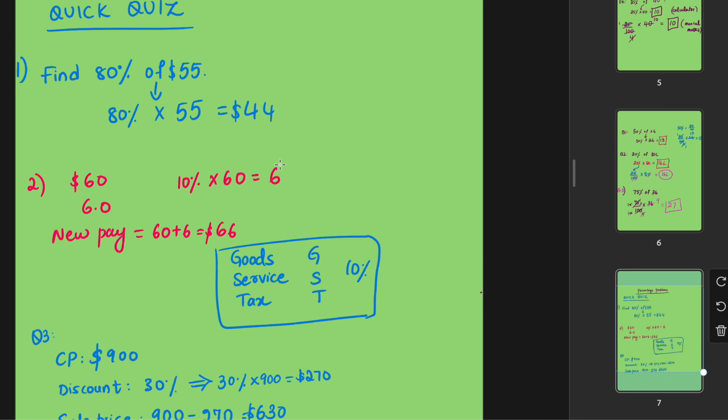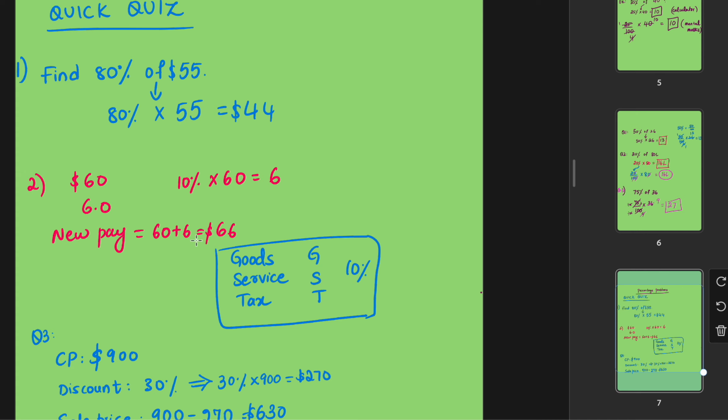Now, one of the biggest applications of understanding percentages is adding taxes. In Australia, we have something called GST, goods and service tax, and it is 10%. So let's say you want to know what is 10% of 60. All you have to do is 10% times 60, which is $6. Or in other words, you're just putting a dot after one number. From the ones place, you just go to the left and put a dot.